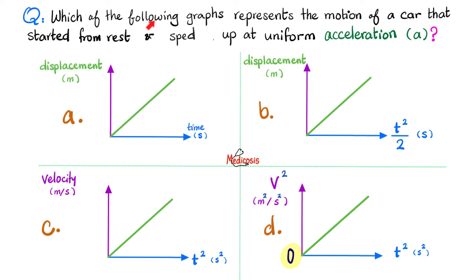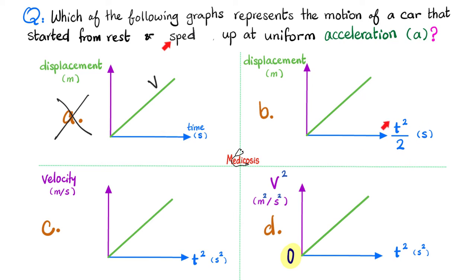How about this? Which of the following graphs represents the motion of a car that started from rest and sped up at uniform acceleration? Okay, so here is displacement over time. What's the slope? Delta D over delta T is velocity. This slope represents velocity. It means that velocity is uniform, constant velocity. But this is not acceleration. This is moving at constant speed, making A the incorrect answer.